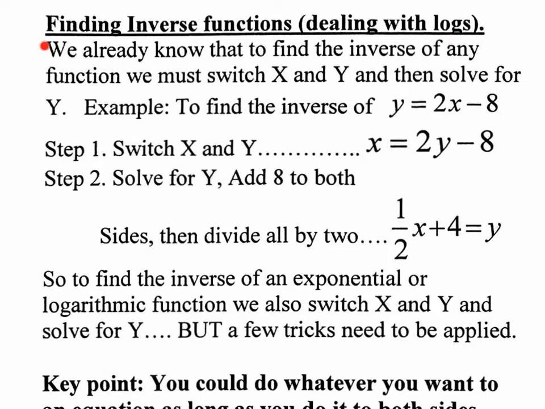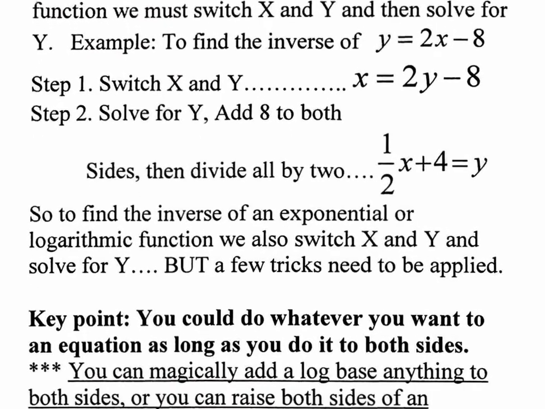It says we already know that to find the inverse of any function, we must switch x and y, and then solve for y. Example, to find the inverse of this one, you're going to take that x and this y and switch them. So you're going to have x here and y there. And then you have to solve for y. How do you solve for y? In this case, you would add 8, and then divide everything by 2, and you end up with your inverse function.